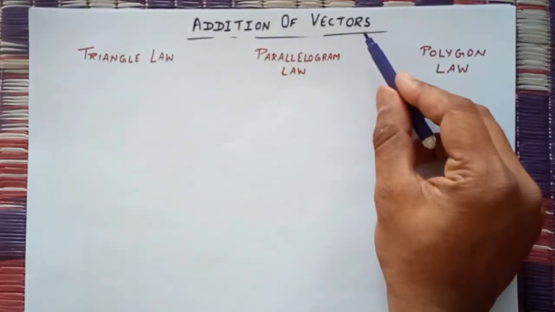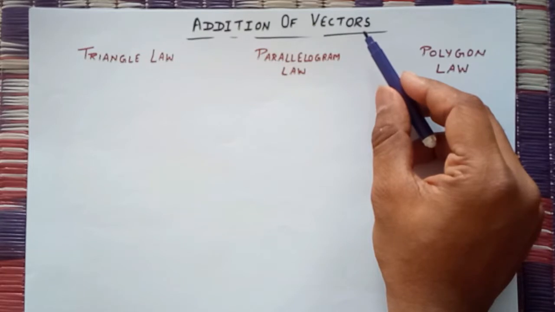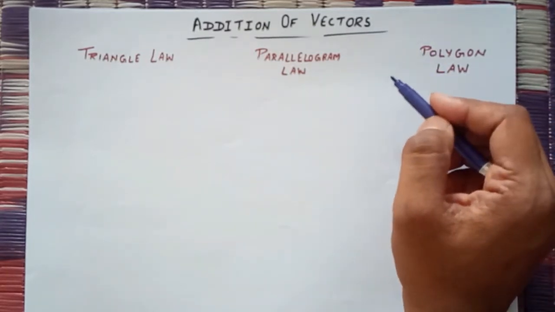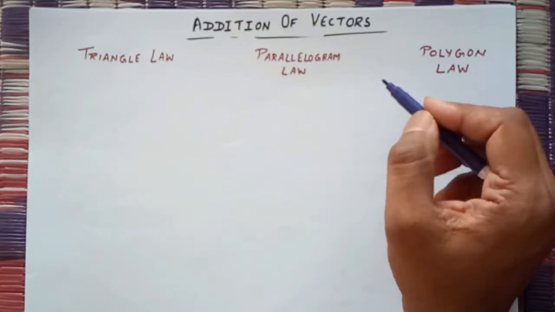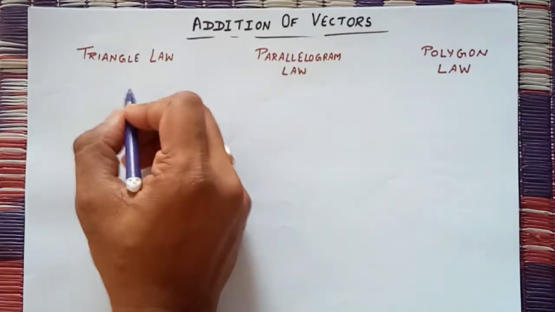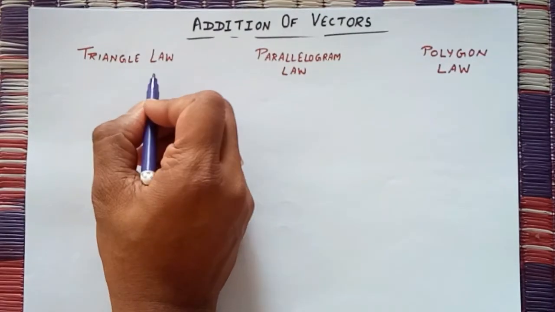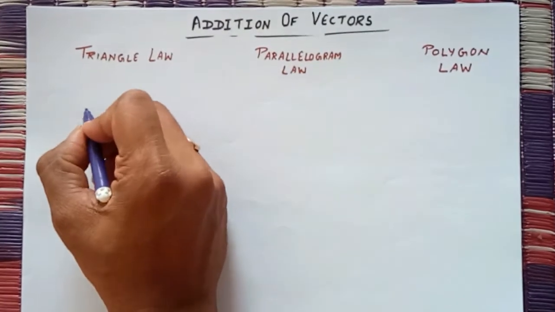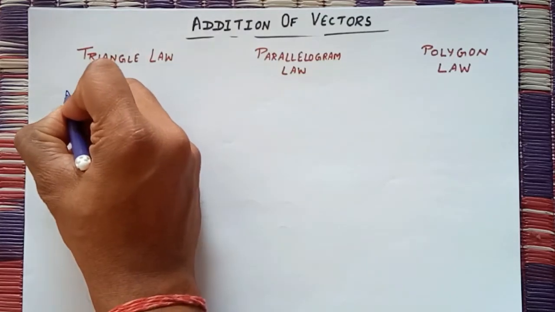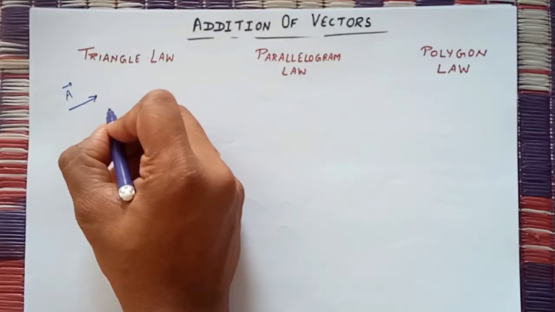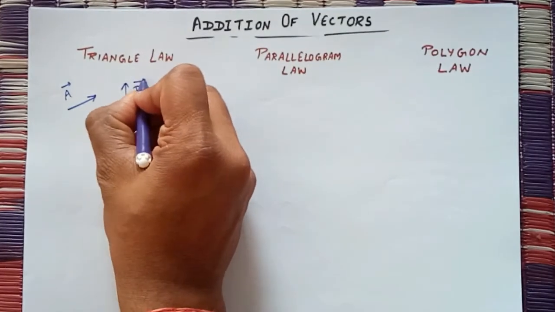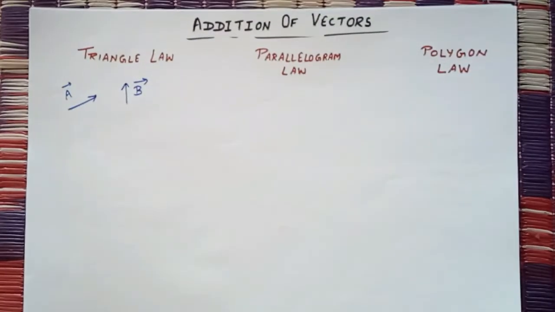Since vector is a quantity which has magnitude as well as direction, we cannot add it like 2 plus 3 is equal to 5. We also need to consider the direction. So first of all, by using the triangle law, if the first vector is given like this is A vector and this one is B vector, we have to add both of them.